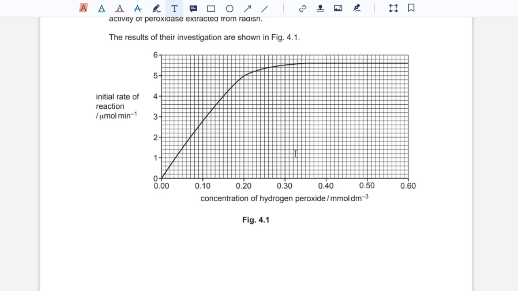After 0.033 millimole per dm cube of hydrogen peroxide, the substrate molecules are in excess, and now the limiting factor is the active site. All of them are now saturated, resulting in a constant rate of reaction, as the number of enzyme substrate complexes forming is constant and not increasing as it initially was.